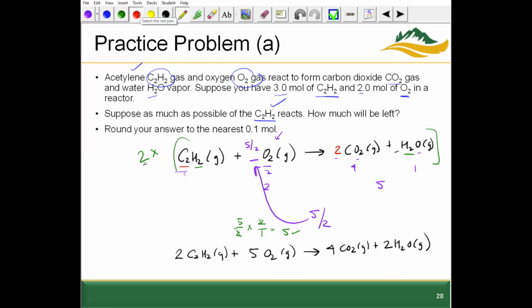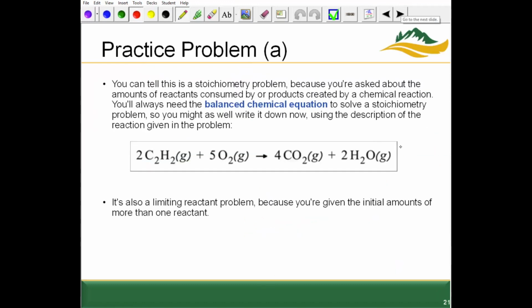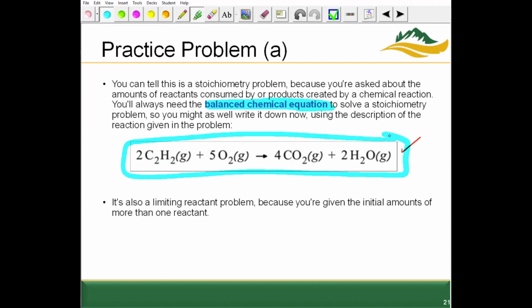To check the oxygens now, we have 10, and then we have 4 times 2, that's 8. 2 here, that's 10. So 10 on this side and 10 on this side. No fractions, and these can't all be divisible by the same number other than 1. So we can't divide 5 by 2 or we'll reintroduce a fraction, and we don't want to do that. So now we have this balanced chemical equation, an extremely important step in determining the limiting reactant. We have to take this step in determining the limiting reactant.